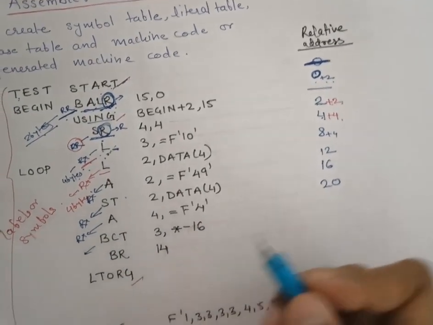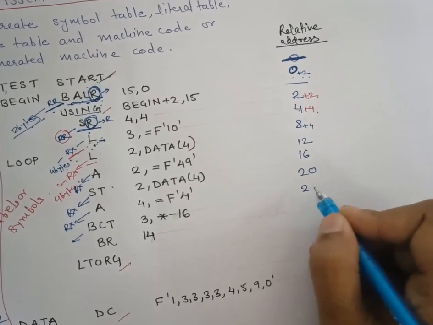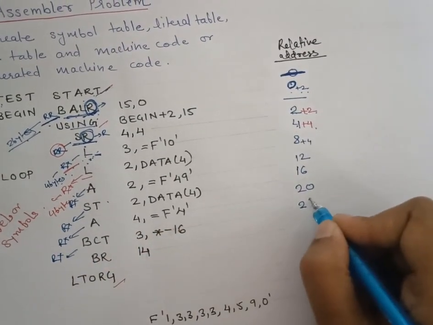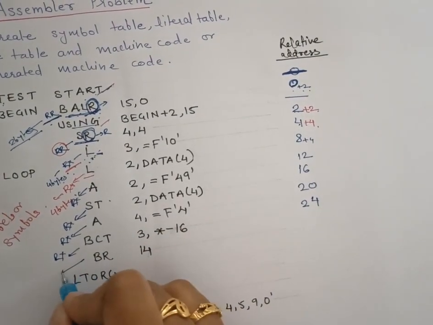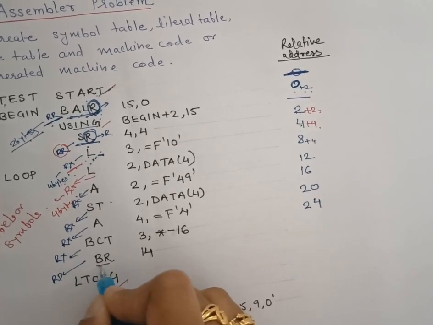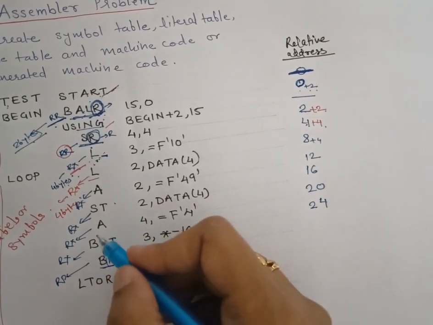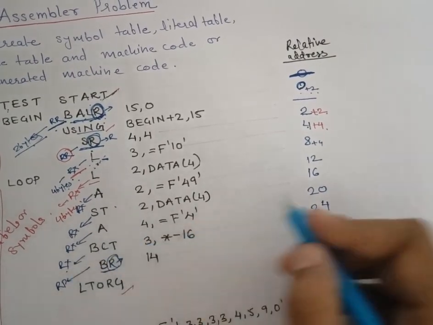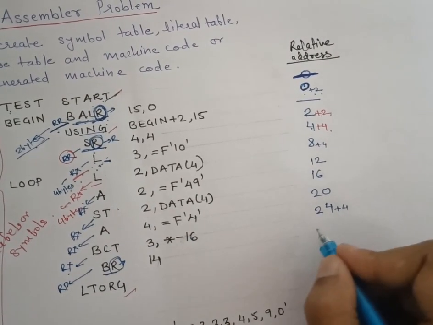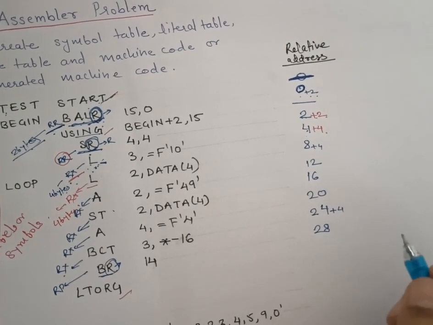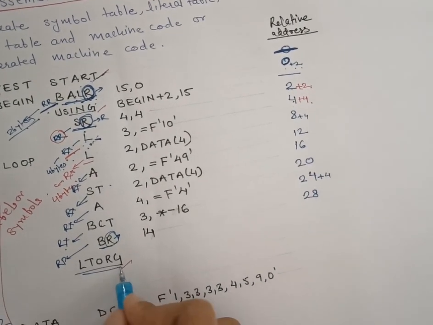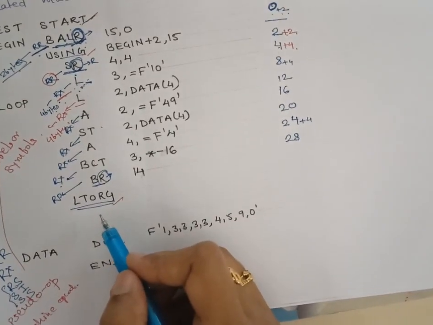Then we have BCT, again an RX type of instruction, and it becomes 24. Now you can see we have an RR instruction because it contains the R at the end. But the previous instruction is RX type, so we add 4, and it becomes 28 here. Then we have a new terminology here, the LTORG.